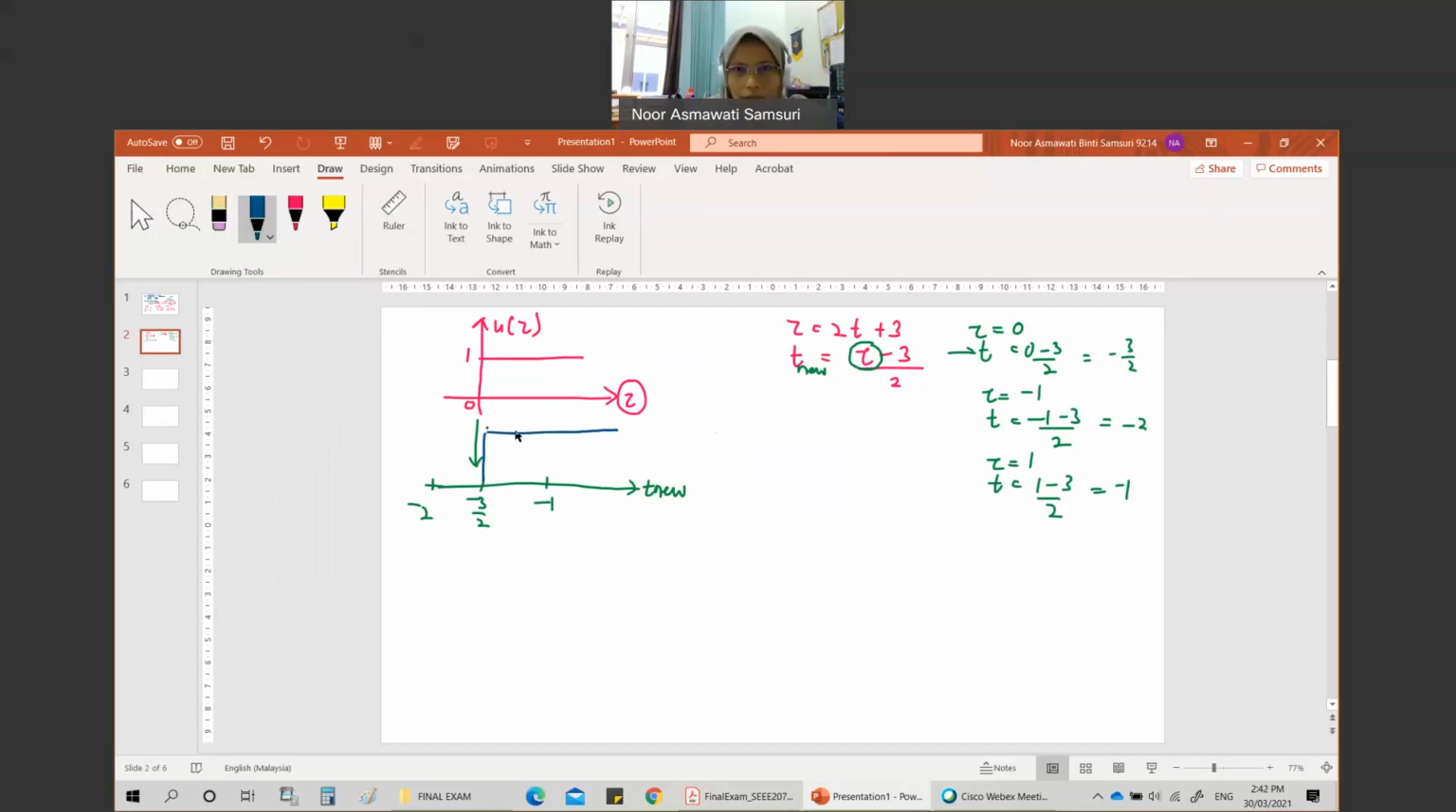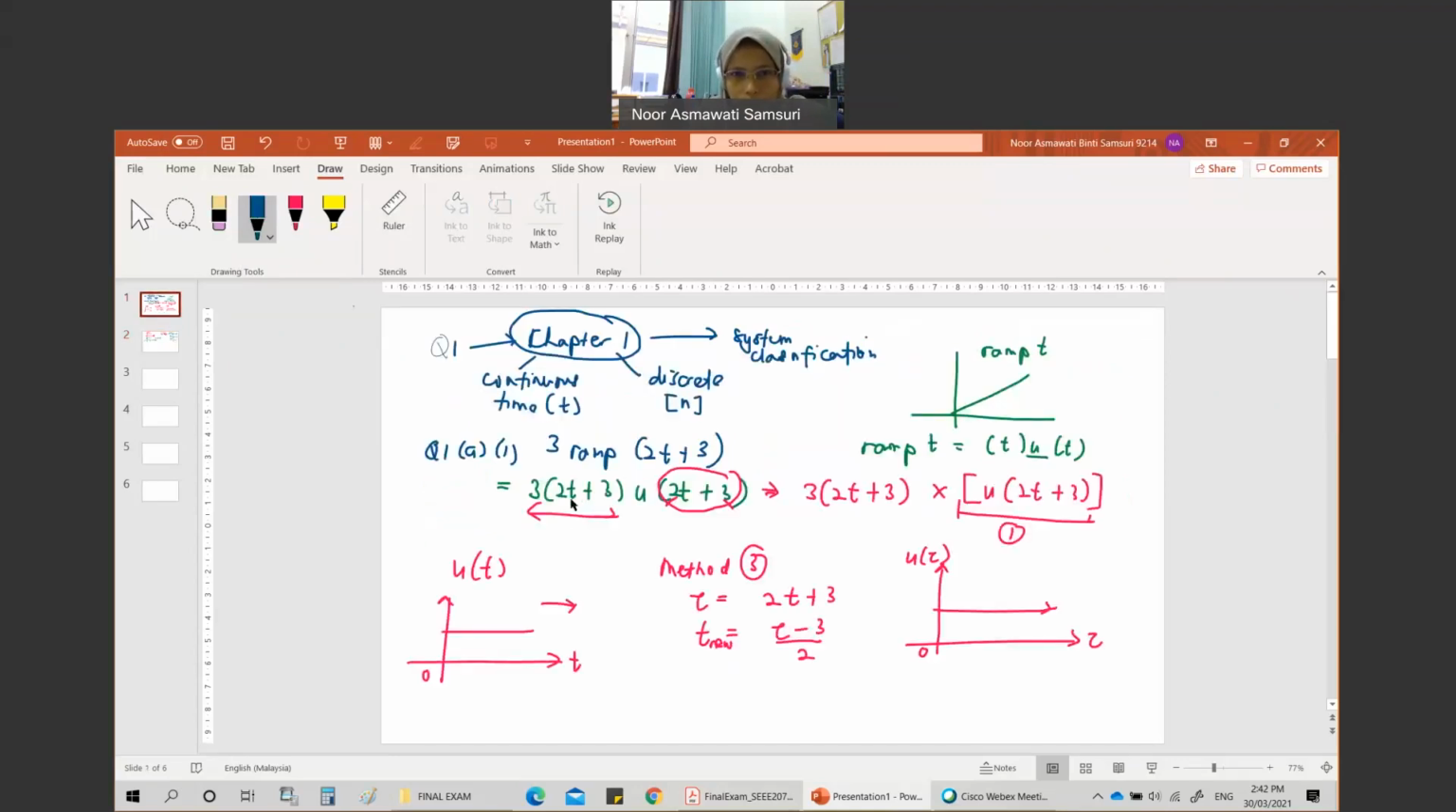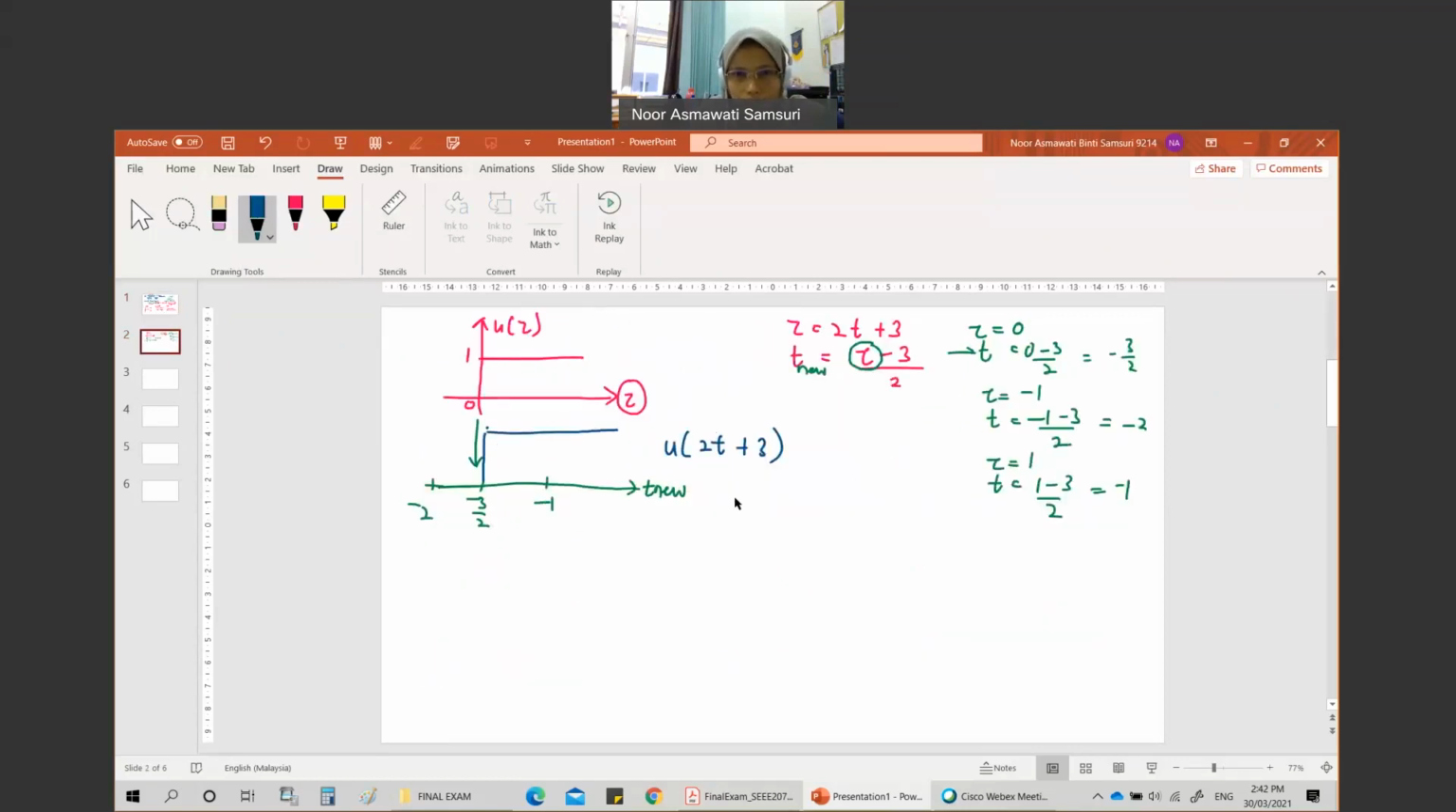Okay, right, this is u(2t plus 3). Okay, but the overall equation is 9 u(2t plus 3) times the ramp. So you already sketched the second component. Now you need to identify what is this, right? So this is a straight line equation, 6t plus 9, okay, times u(2t plus 3).